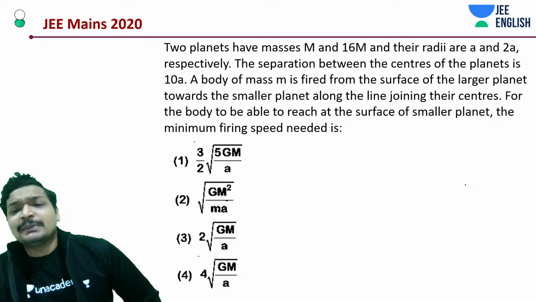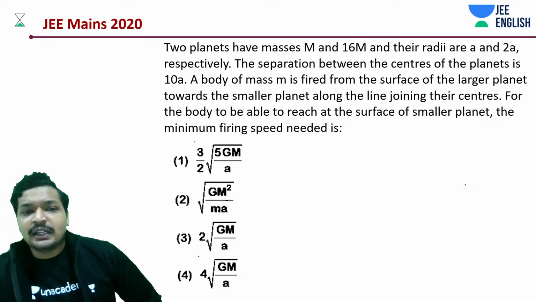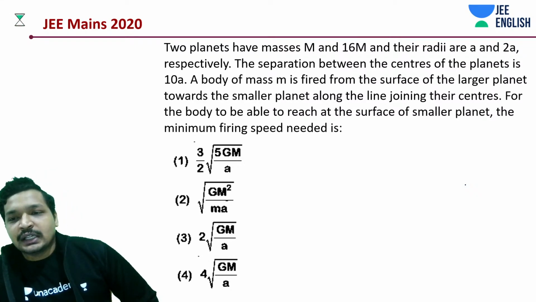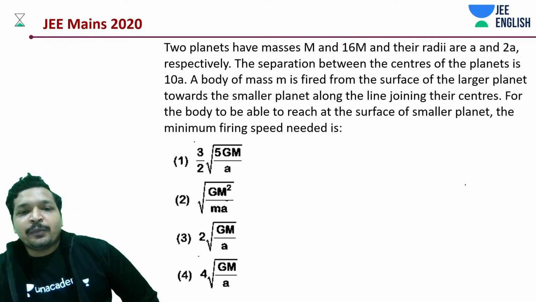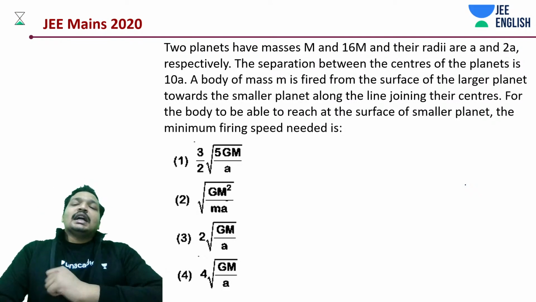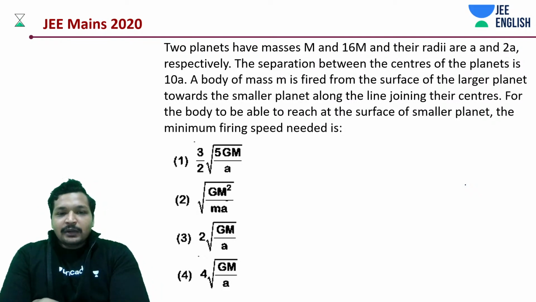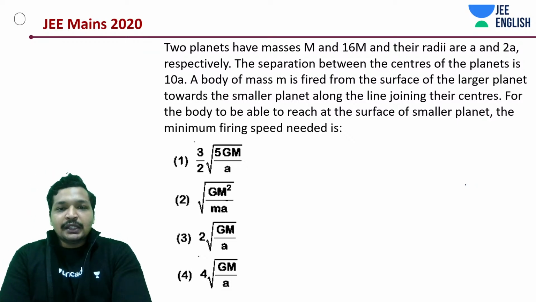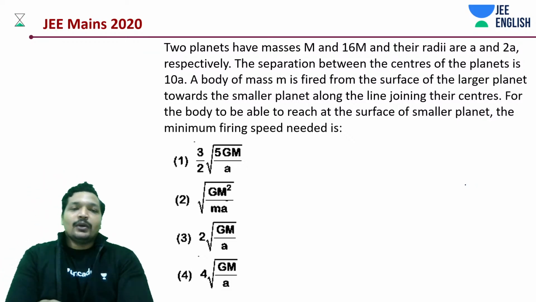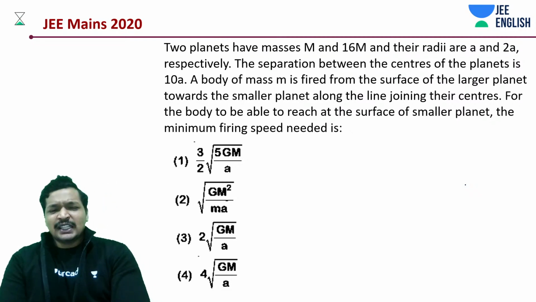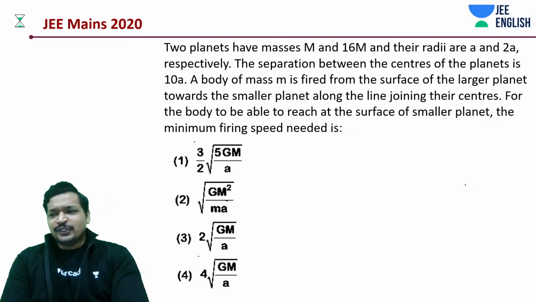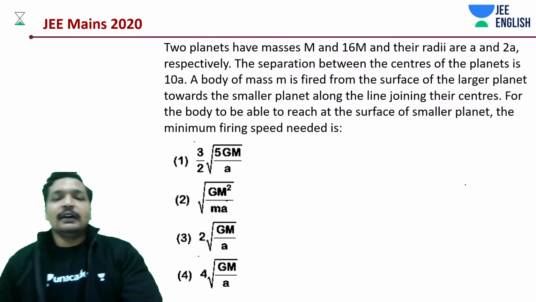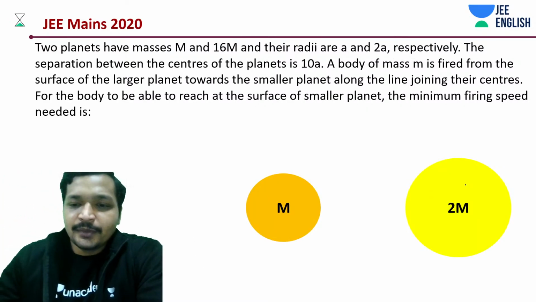A body of mass m is fired from the surface of the larger planet and it moves towards the smaller planet along the line joining the centers. Now, for the body to be able to reach the surface of the smaller planet, what should be the minimum firing speed of that body? So no guesses, no shortcuts, no one word explanation. It's a very interesting problem.